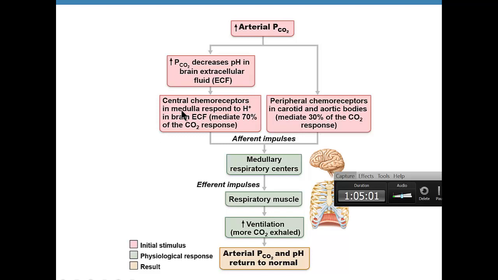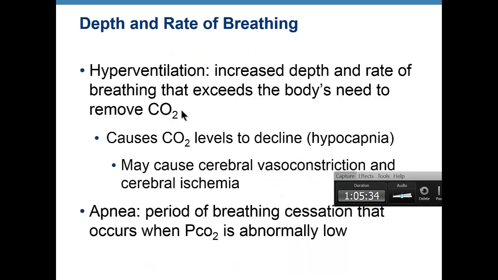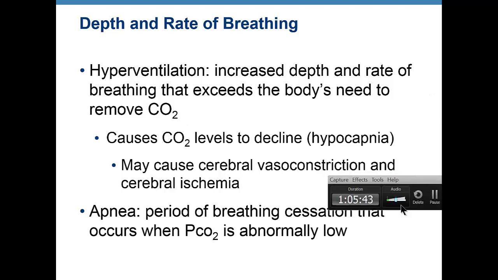So the number one key take-home point from this flow chart, I'm not going to ask you details on this flow chart other than: what is the number one chemical driving breathing? PCO2. That dissolved carbon dioxide in our plasma. Arterial PCO2 is what we care about. So how deep we breathe, how fast we breathe, all of that is affected by our PCO2.